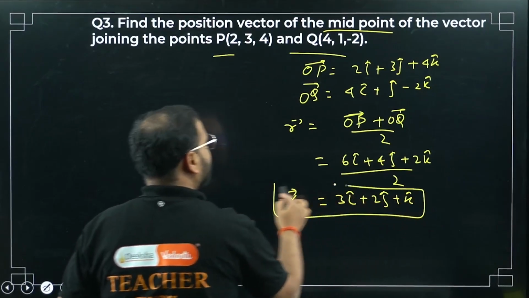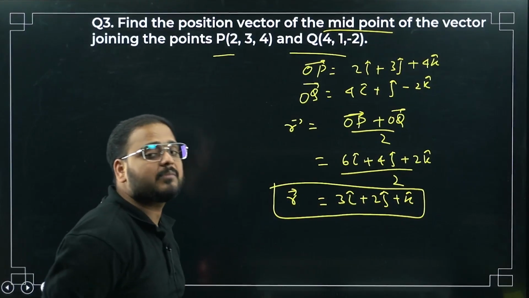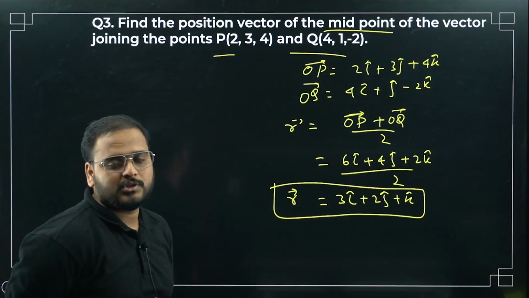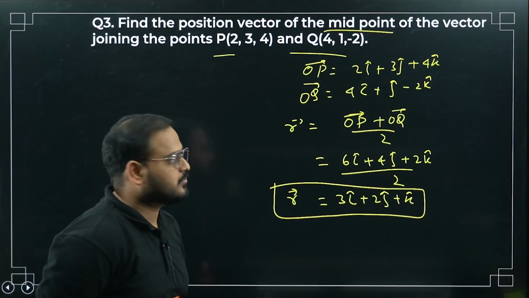This R vector is what? It is the position vector of the point which is the midpoint of the vector joining the points P and Q. So basically the midpoint of the vector PQ. Okay, great.